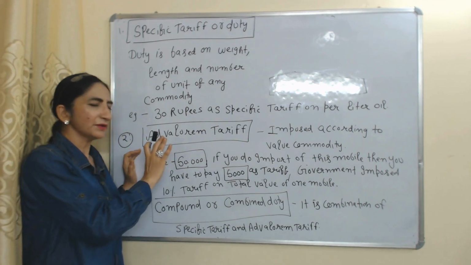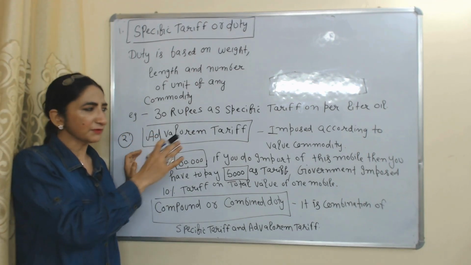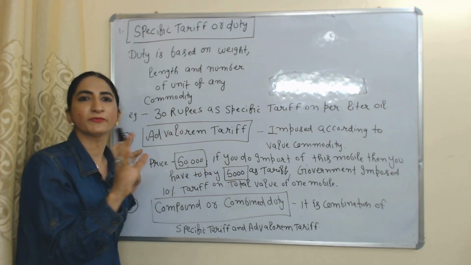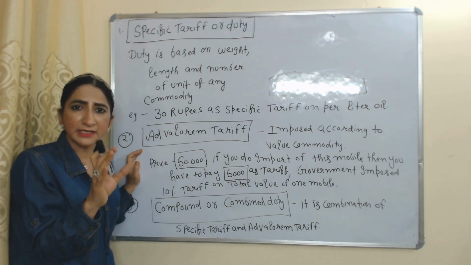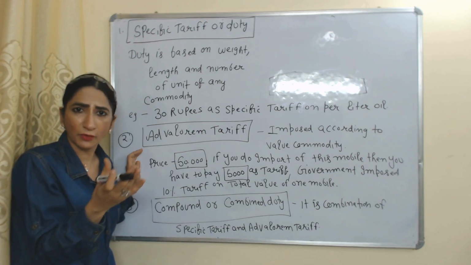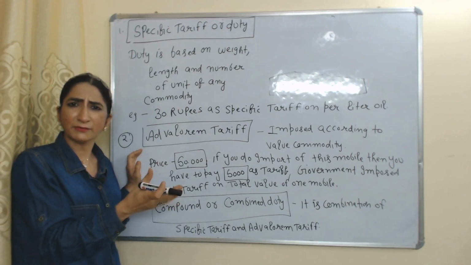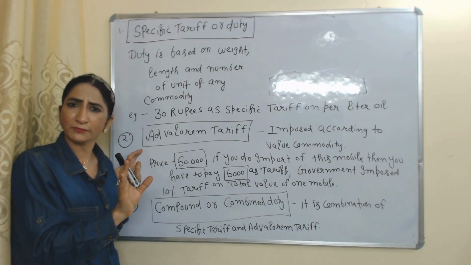Second is ad valorem tariff. Ad valorem tariff is imposed according to the value of the commodity. Here we only consider the value, or we can say the price of the commodity. We will not consider weight, length, or any other measurement of the commodity.